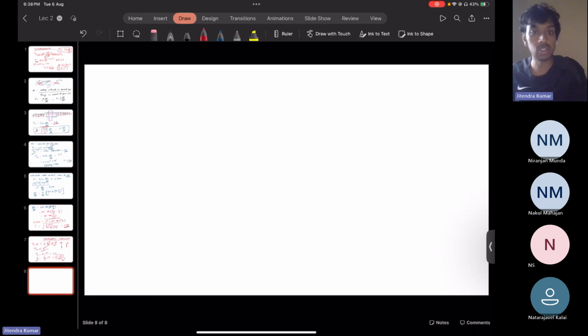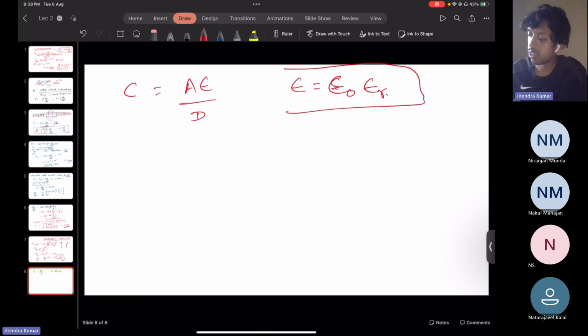And from class 12 physics, we know the expression of capacitance, that is A epsilon by D. So epsilon is generally epsilon naught into epsilon R.